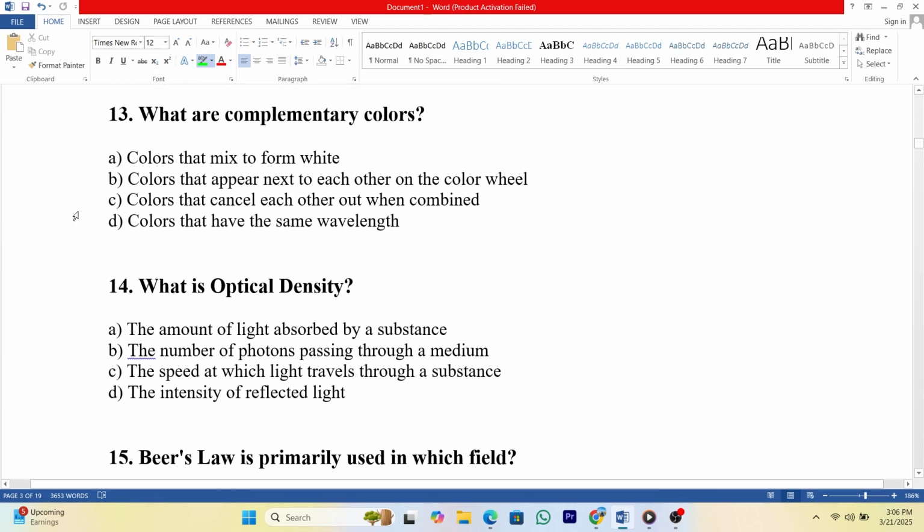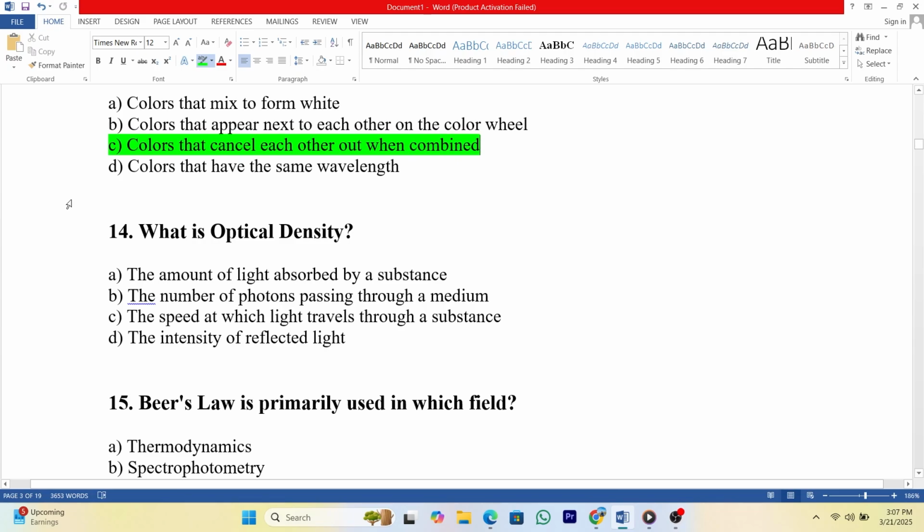13. What are complementary colors? A. Colors that mix to form white. B. Colors that appear next to each other on the color wheel. C. Colors that cancel each other out when combined. D. Colors that have the same wavelength. Answer: C. Colors that cancel each other out when combined.